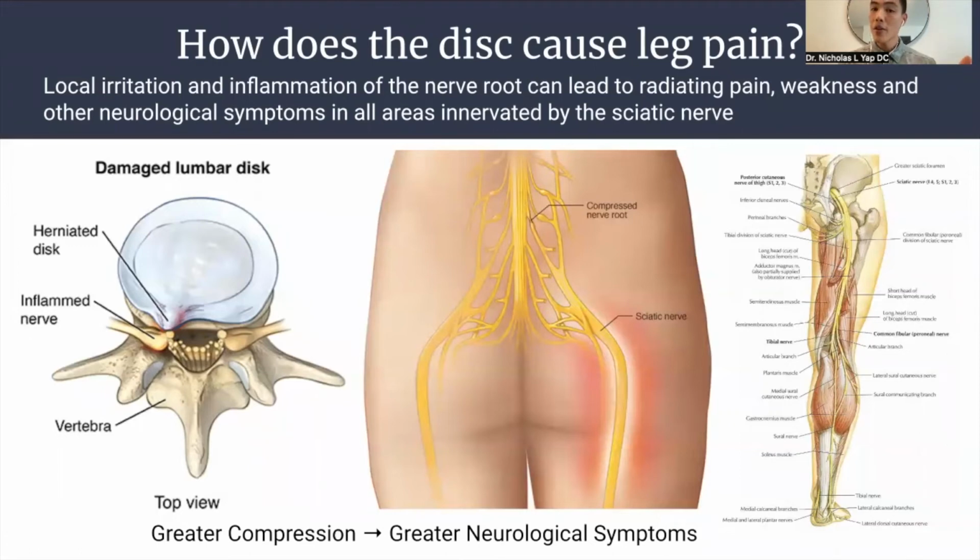The greater the compression, the greater the neurological symptom. Meaning, if there is more pressure or more stress to an area of the nerve, you are essentially cutting off not just the function of the nerve, but blood supply to the nerve, which, if not corrected quickly, could potentially lead to permanent deficits in your neurological symptoms. And we'll talk about that more on the next slide.